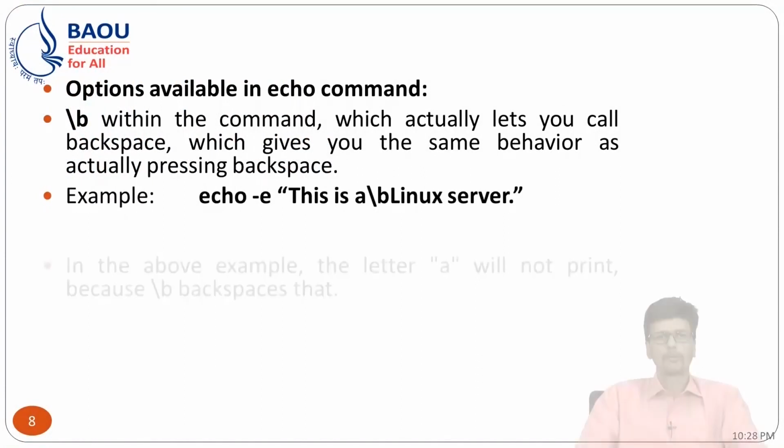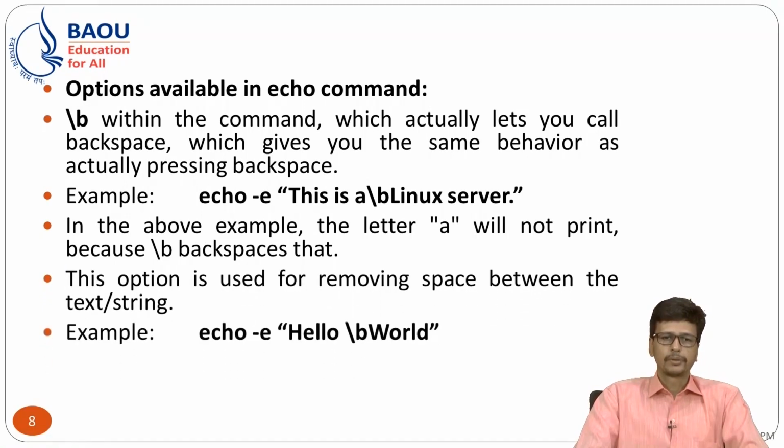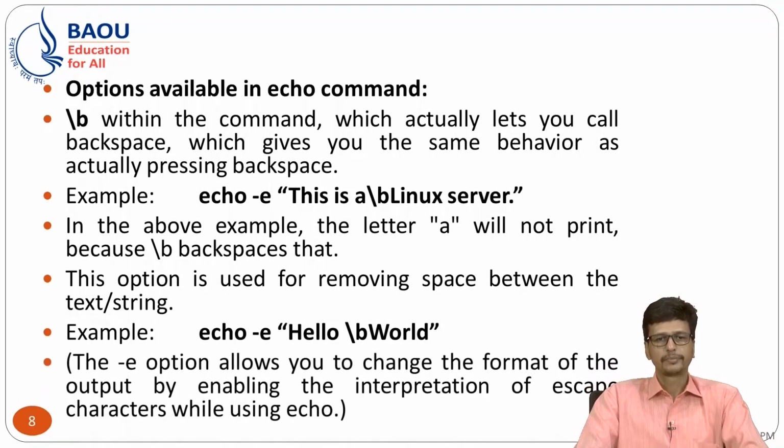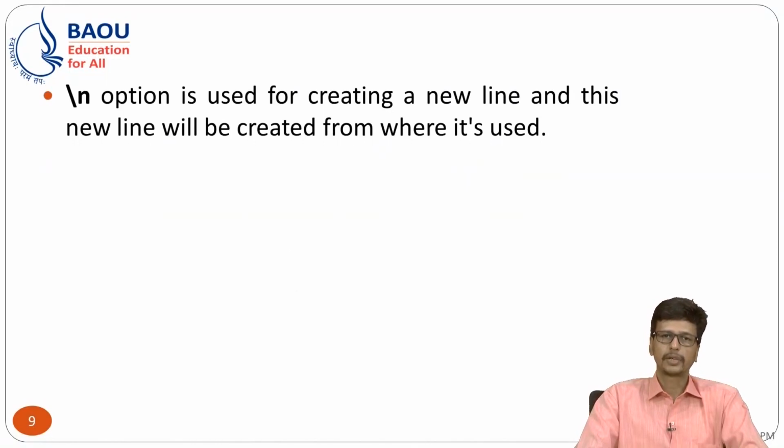Now move on to another option. Here an example is given that we have already done in the practical. This is a \b Linux server. So A will be wrongly typed, and after executing this command, that will be removed. You can see here the space can also be removed with the help of \b. The E option that we have discussed enables backspace sequencing, or you can say escape sequencing. Without E, the characters you write in the echo command are printed as it is.